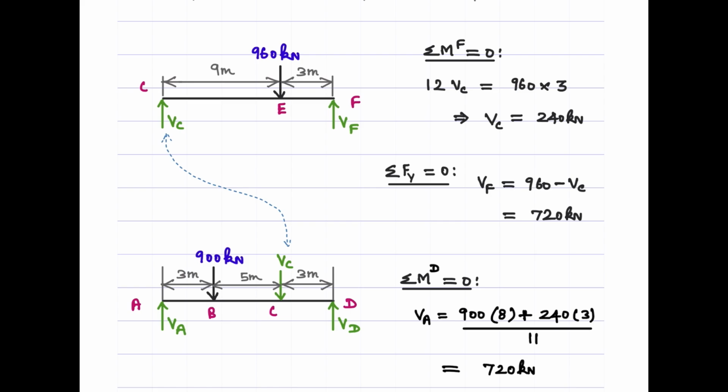First, we are going to use this condition imposed on this particular point F. So 12 times VC equals 960 times 3, right? From which you get the value of VC. It says sum of counterclockwise moments equals sum of clockwise moments. The next one is VC plus VF, sum of upward force is equal to downward force 960 kilonewton, from which we will get the value of VF as 720 kilonewton, right?